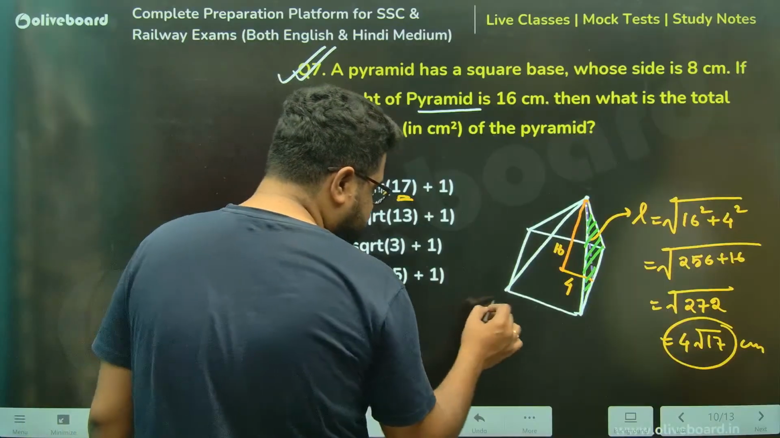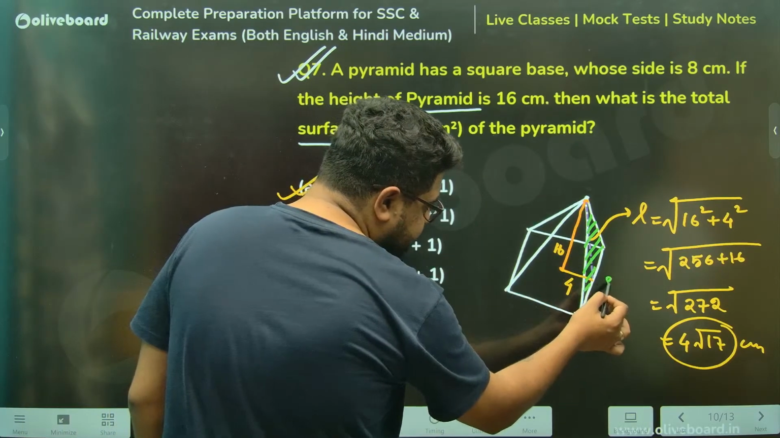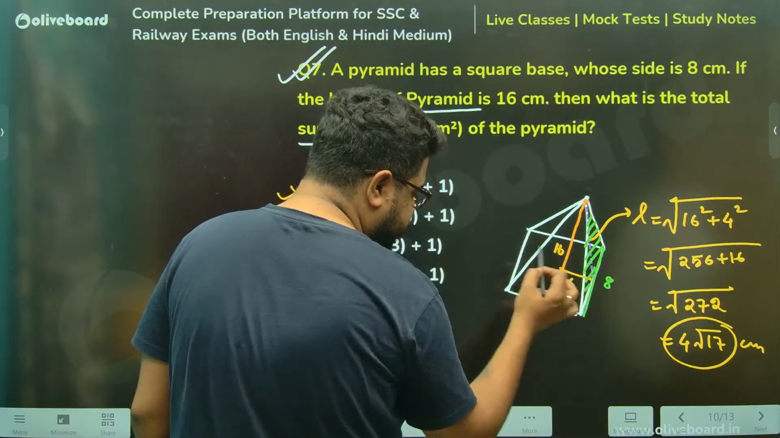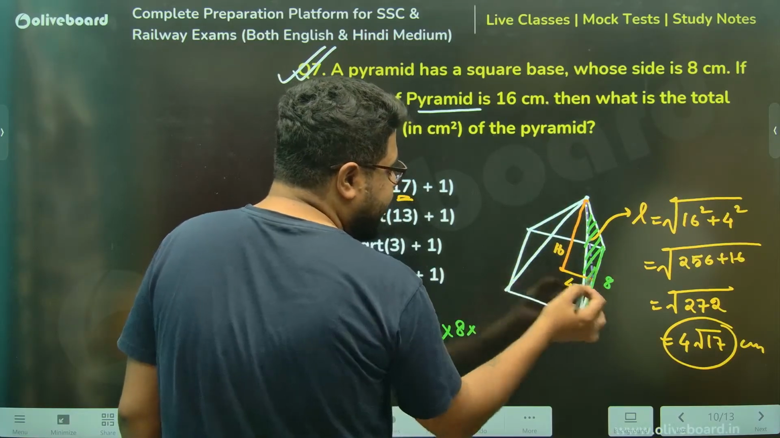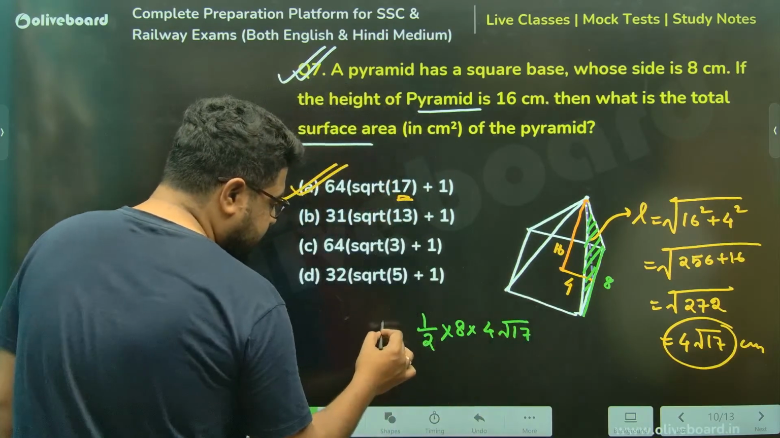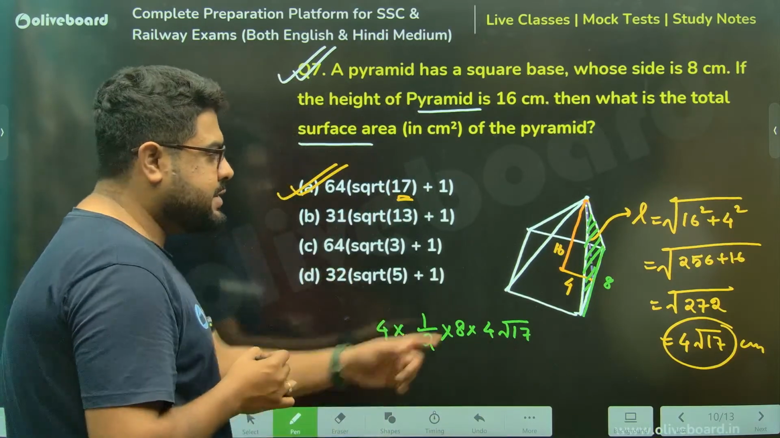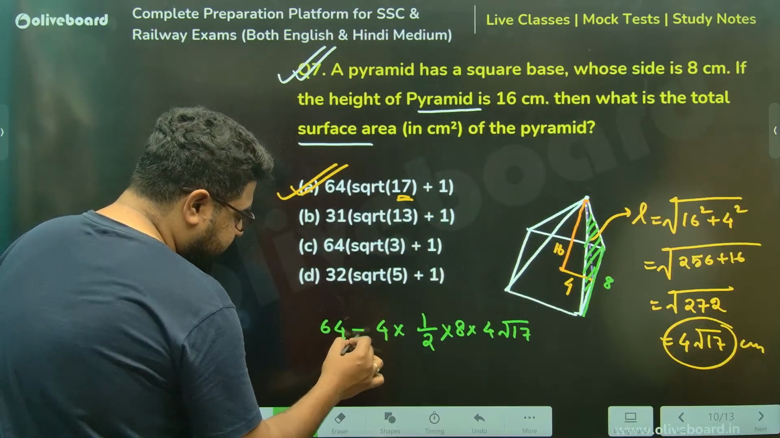Sir, half into triangle area will be half into base, which is this, that is nothing but 8. This is the base, sir, square. Into, sir, slant height is the height of the triangle. Slant height is 4 root 17. This is for 1, into 4 because there are 4 such triangles. Plus, sir, 8 square, 64. That will be your answer.